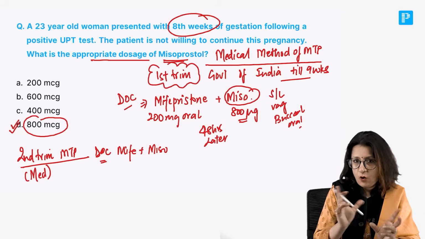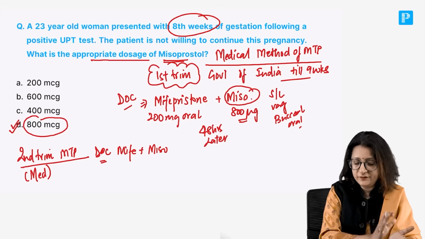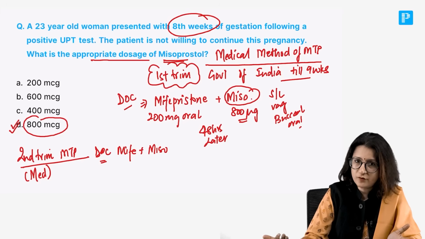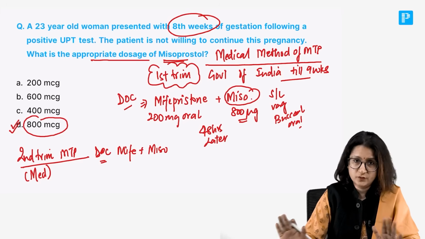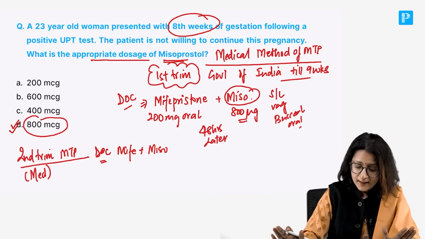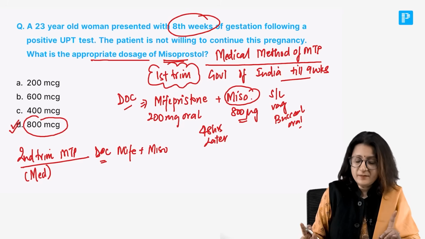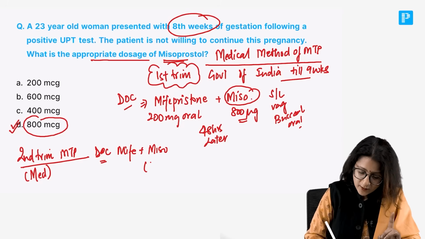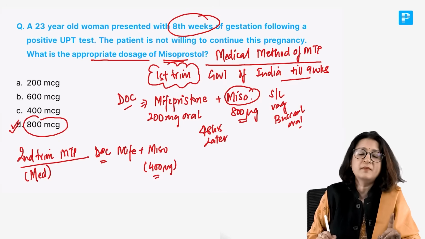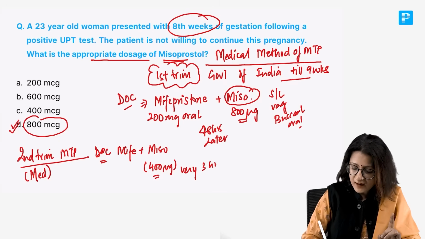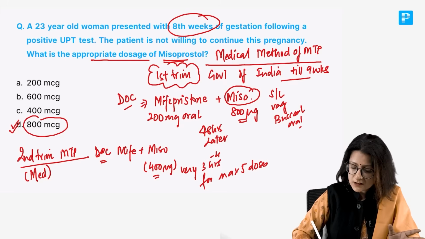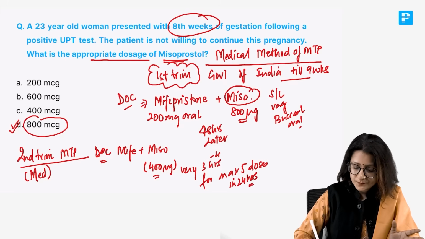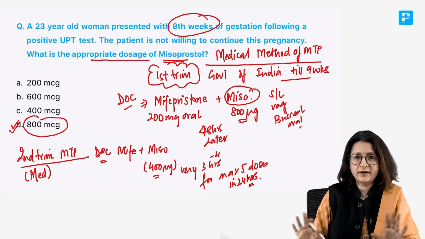So it's either the combination of the two, in which we give mifepristone first, followed by misoprostol 48 hours later, or we can also give misoprostol alone. But in the second trimester, the dose of misoprostol is less. It is 400 micrograms every 3 hours for a maximum of 5 doses. Every 3 to 4 hours for a maximum of 5 doses in 24 hours. This is from the Government of India guidelines.